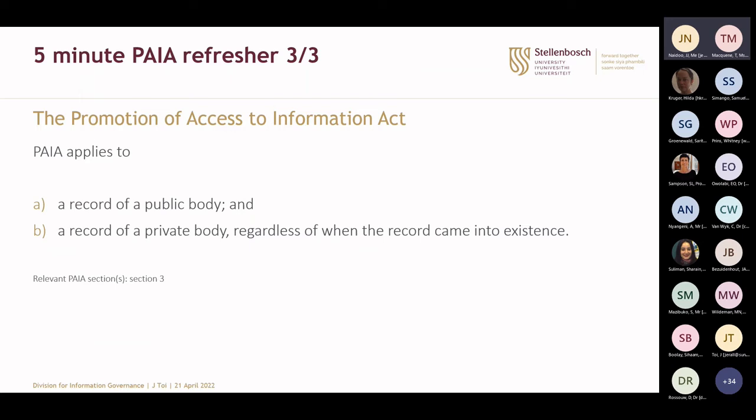So POPIA applies to a record of a public body. It also applies to a record of a private body, and it doesn't matter when that record came into existence. So think about any records that we may have in the archives. The POPIA Act has been used for people to access certain records within the SU archives, for example.